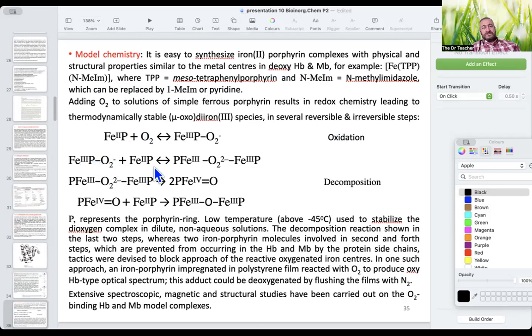And then when there is another iron 2 that combines with this iron 3, it will be a bridging oxygen, changing the oxidation state of both to 3. And then the formula will become iron 4. And this iron 4 will combine with another iron 2 to become 3 by 3.